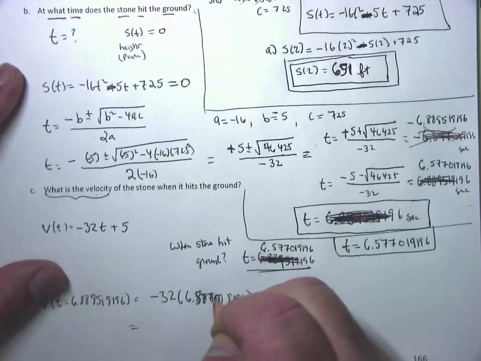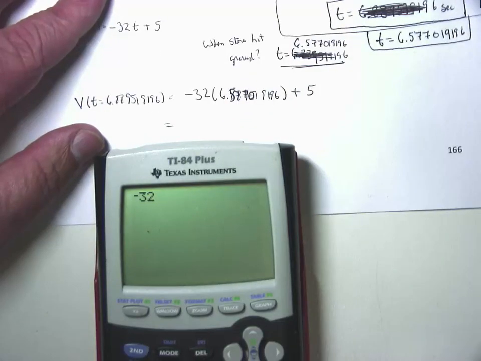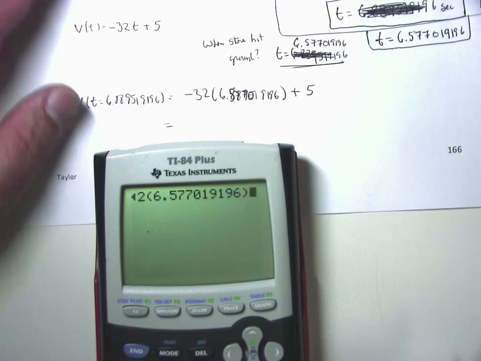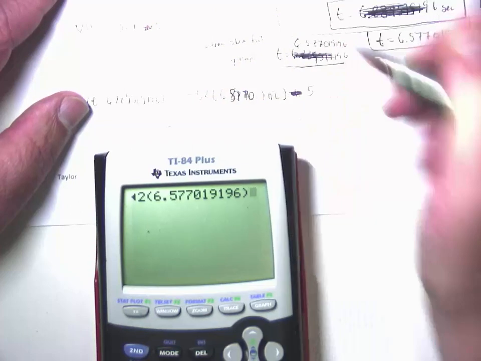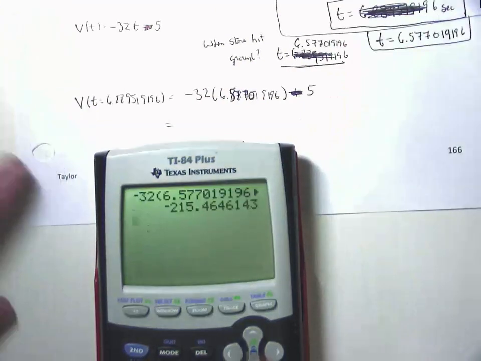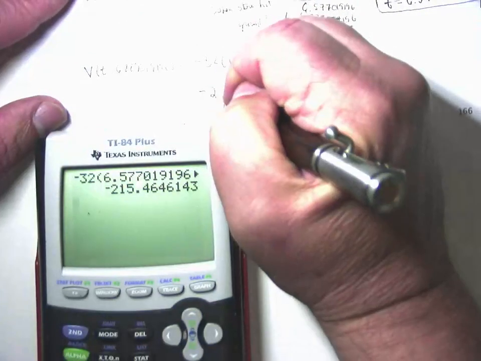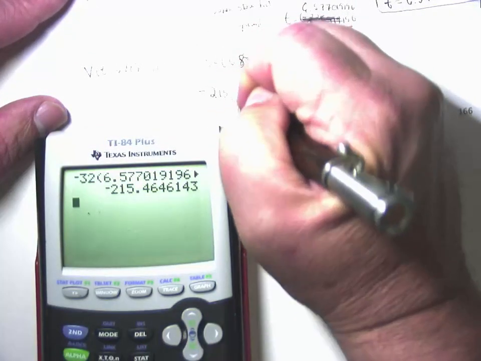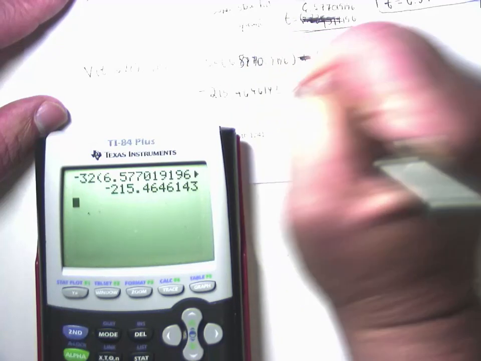So type in 0.5770. And here we go. Negative 32 times 6.577019196. And this will be minus 5 on my equation there. Minus 5. And what do I get for my initial velocity? Negative 215.4646143.